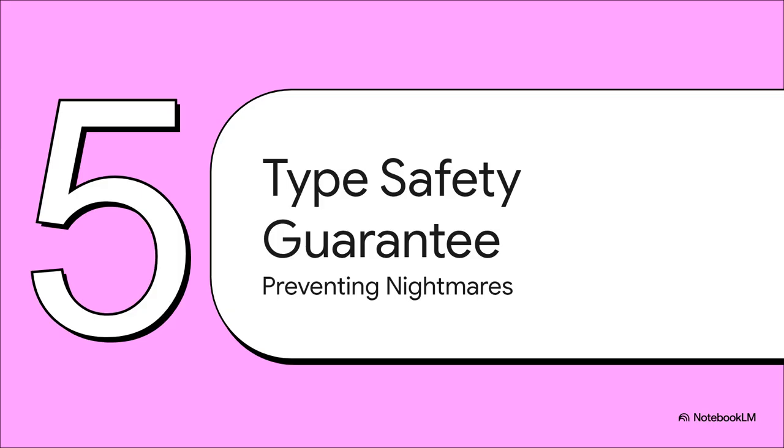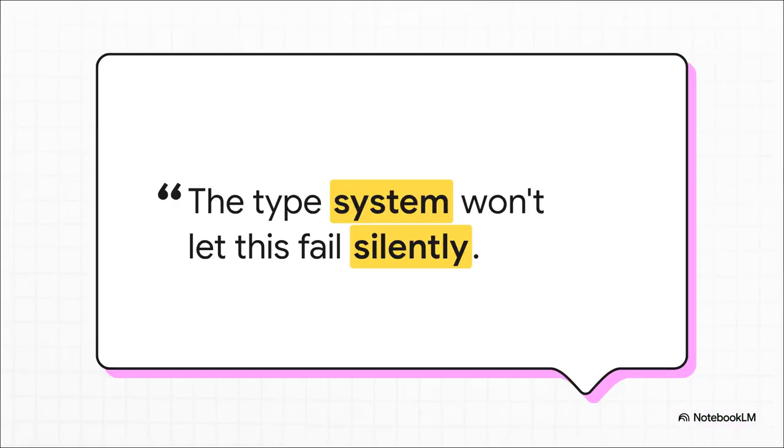Which brings us to our final big topic, the type safety guarantee and how it prevents production nightmares. Let's bring all these features together to really understand why they fundamentally change how we run AI agents in high-stakes production environments. There's a quote from our source material that perfectly summarizes this paradigm shift, moving validation logic from "hope the prompt worked" to "the type system won't let this fail silently."